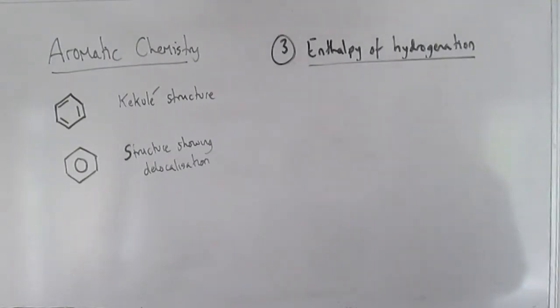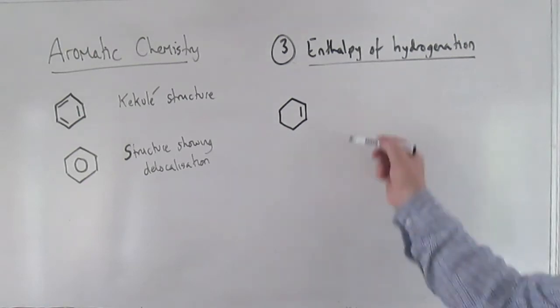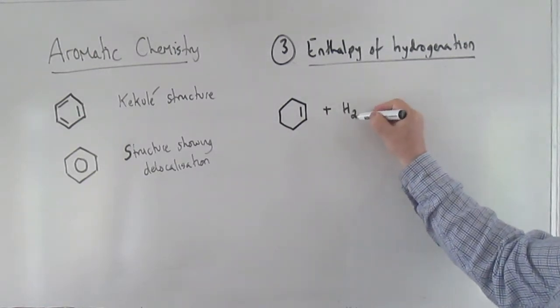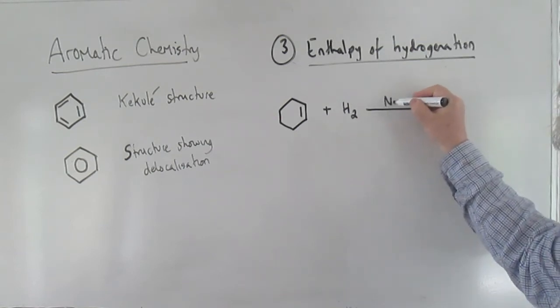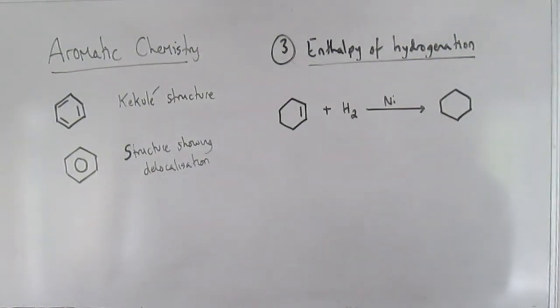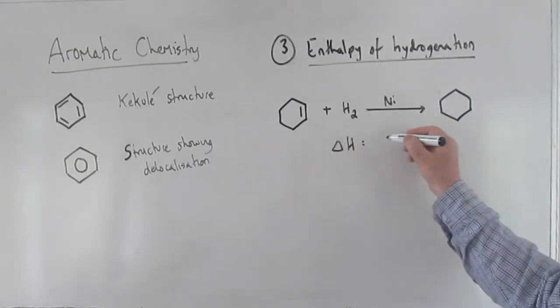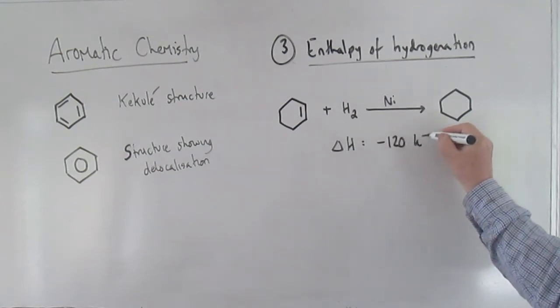The third line of evidence that you need to know about is a little bit more complicated to get your head around to start with, and you have to practice describing it, because you do need to be able to describe these data and how they relate to this issue of is benzene delocalized or not. So you know that if we have cyclohexene, like any alkene, you can add hydrogen to it. Okay, so it's just an addition reaction, use a nickel catalyst, and you can turn it into cyclohexane. And you can measure the enthalpy change for that reaction, and you find that it's exothermic, and delta H is about minus 120 kilojoules per mole.